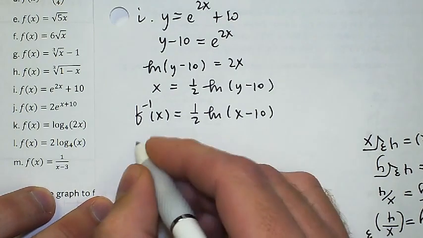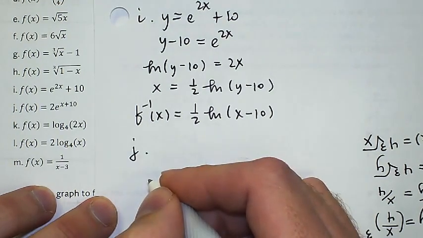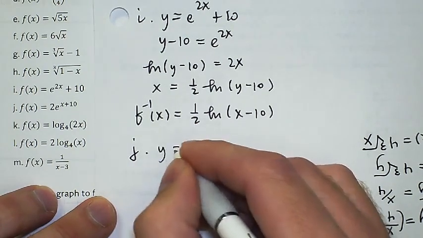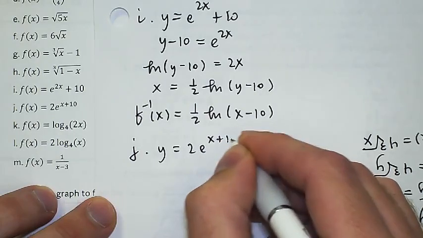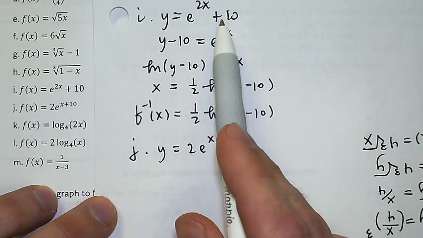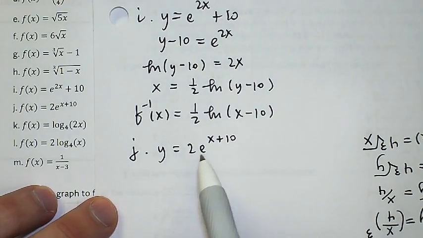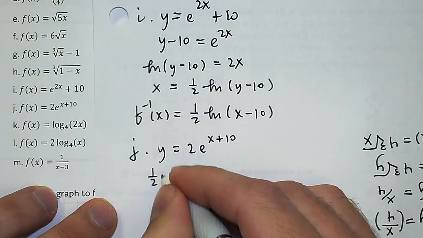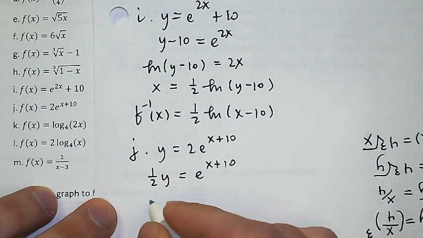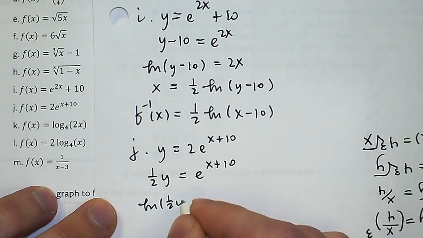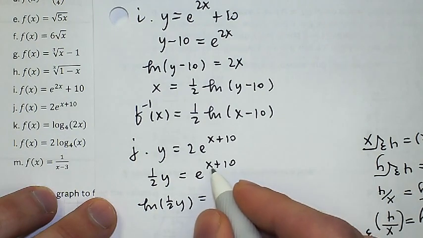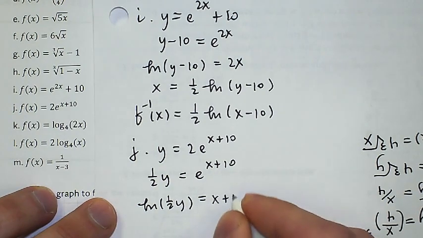And j is also an e to the x situation, but, oh, okay, I switched around the 2. So y equals 2 e to the x plus 10. So we need to isolate the exponential. Okay, last time we subtracted 10, because that was the opposite of adding 10. This time we're multiplying by 2, so we need to divide by 2. So 1/2 of y equals e to the x plus 10. Then I'll take natural log of both sides. Log of 1/2 y is going to equal the natural log of e to the x plus 10. Well, that's just x plus 10.